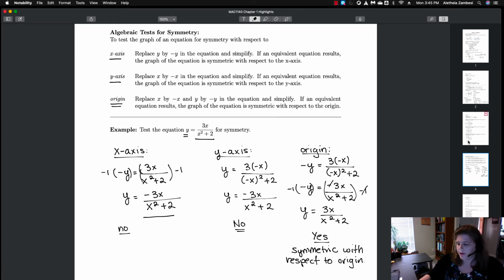Now, graphs don't have to have symmetry, so some graphs are not symmetric with respect to anything. You will see some that are with respect to each of these throughout the course this semester.